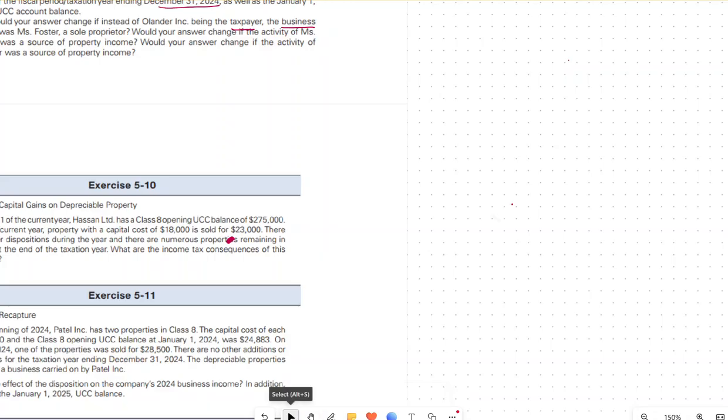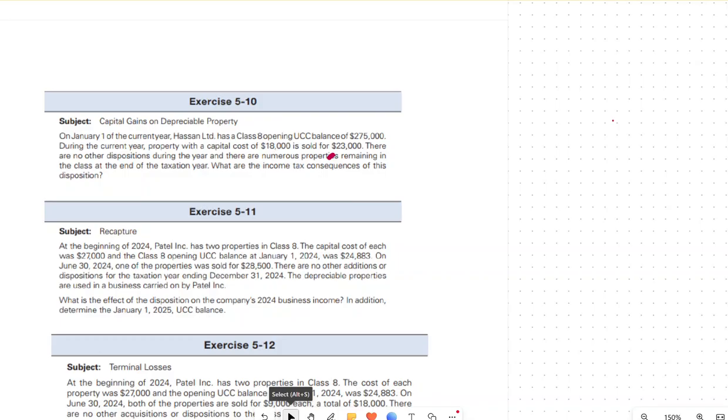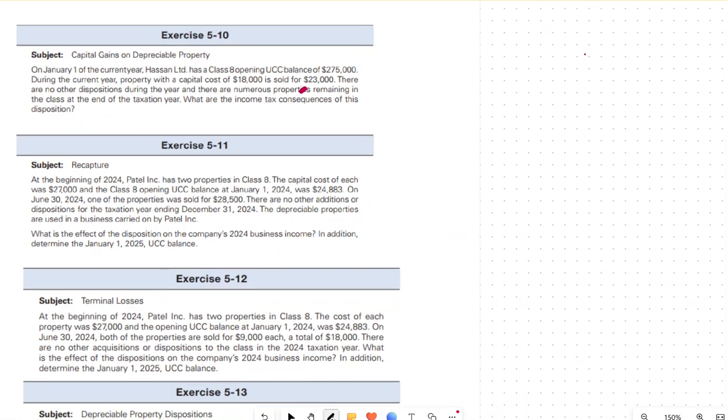So now the next thing we learned about is a capital gain. When we think of a capital gain, we think of it from the perspective of accounting, and when it's a recapture or terminal loss, we think of it from the income tax point of view. Let's look at it. First one says, on January 1st of the current year, Hussein Limited has a class A. Their balance was UCC, so you started off with a balance which was 275.